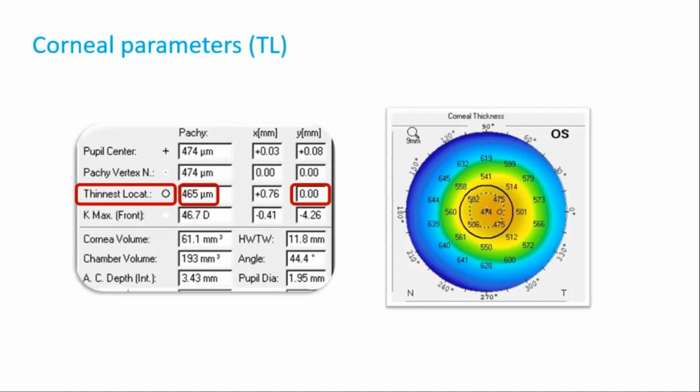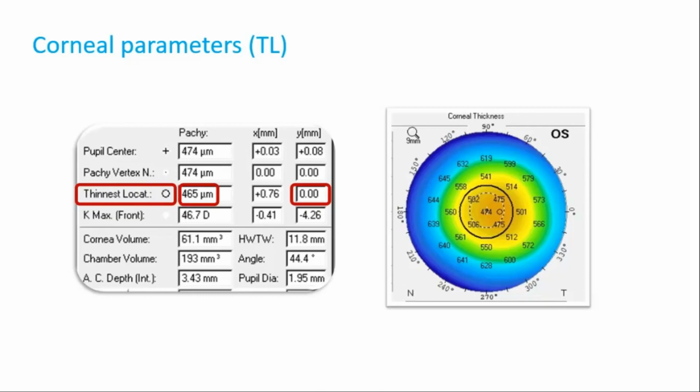And the second thing which is important is the difference in the thickness between the thinnest location and the pachymetry apex. This value should be less than 10 microns. If it is more than 10 microns, again, it is a suspicious cornea.